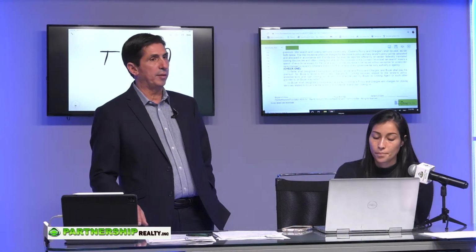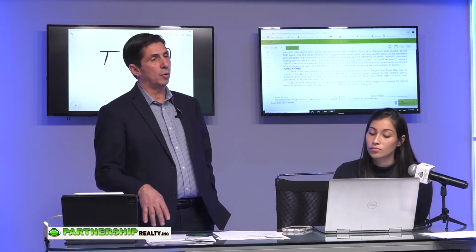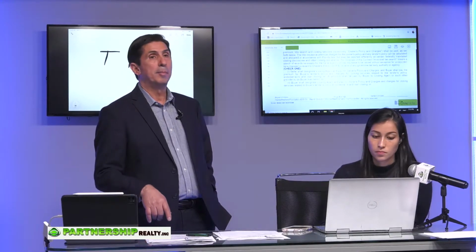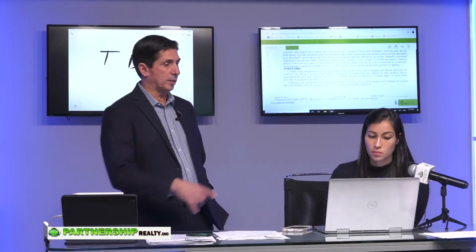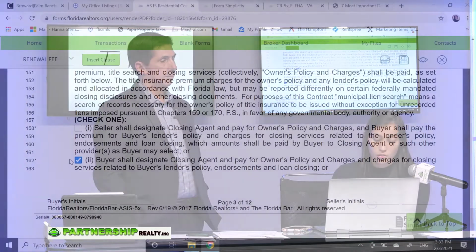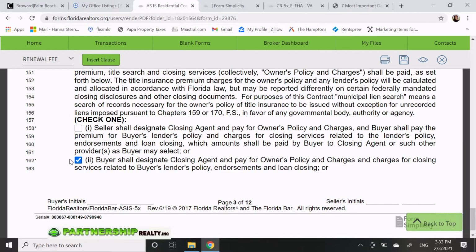And this is where we were talking about earlier. If it's Palm Beach County or St. Lucie or Martin County, seller picks title. But if it's Broward or Dade, buyer picks title. So this property is in Aventura, so it's Dade County. So we're going to click on Buyer. Line 162. Excuse me, where would that $1,000 fee go?